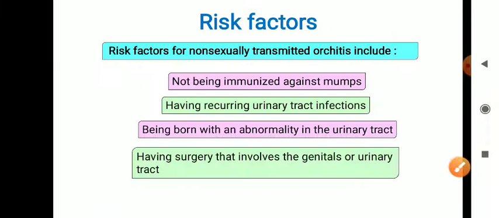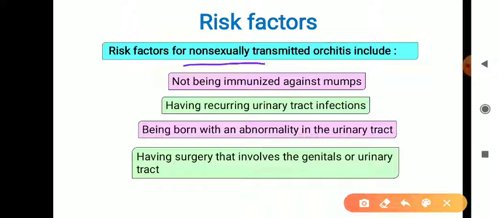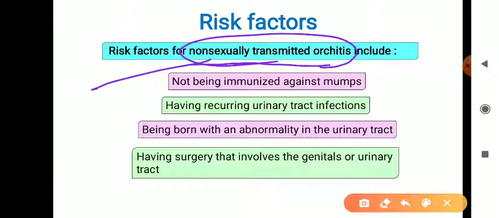Next, we will see the risk factors. Here the risk factors are mainly divided into two. First risk factor is non-sexually transmitted orchitis.